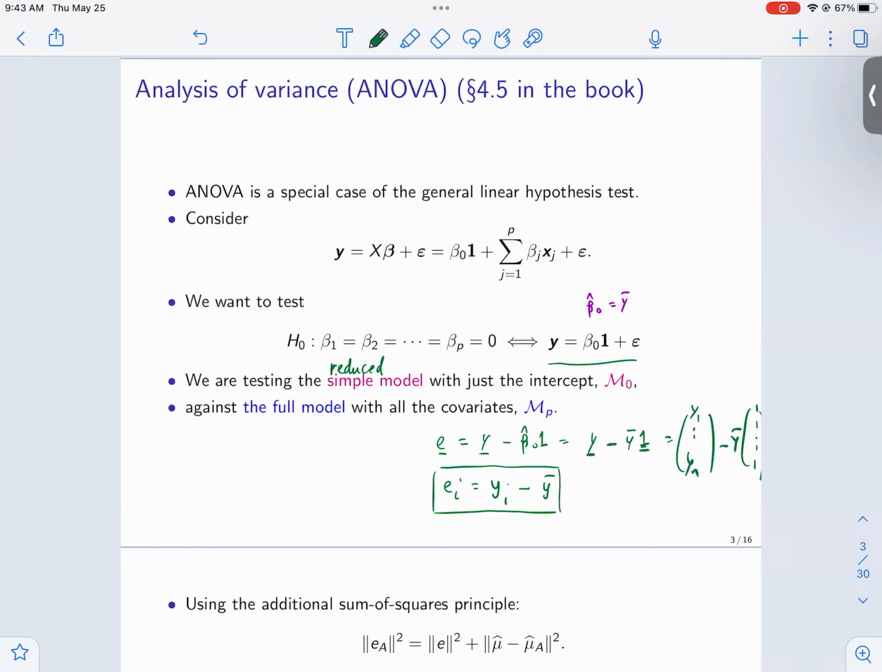So this is like empirical centering. If you remember, we center a random variable by removing the expectation. Here you're centering these values by removing the empirical average. It's a form of centering, but in the empirical domain. So the residual for the reduced model is rather simple. And then you form the SSE, which is the sum of the squares of these residuals.